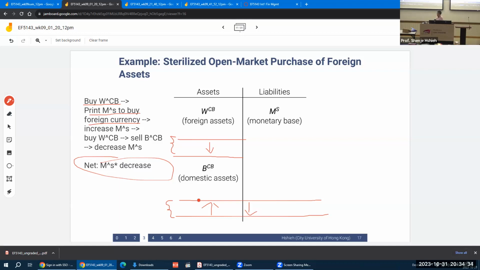Because somebody has to pay me for the asset, right? So then that reverses the increase in money supply. So in the end, no change in our own monetary base, but there's a side effect, right? Which may be relevant.